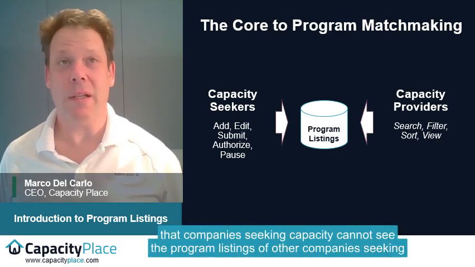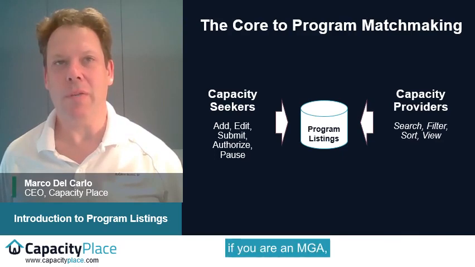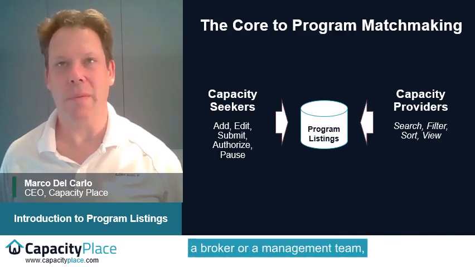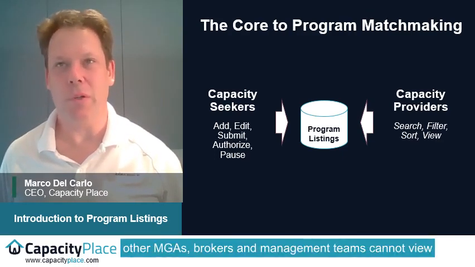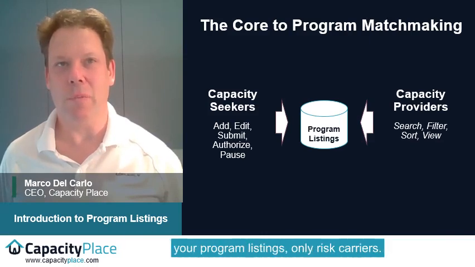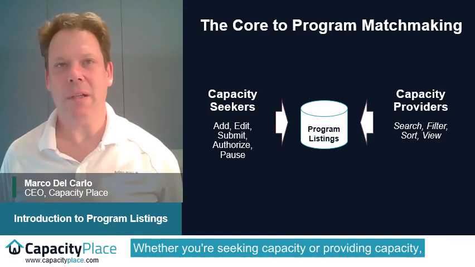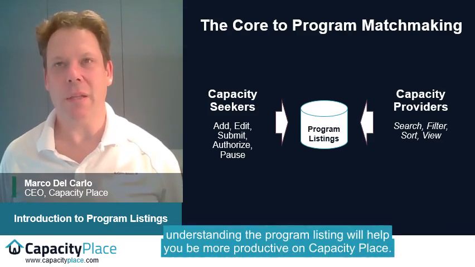Now, it should be stated that companies seeking capacity cannot see the program listings of other companies seeking capacity. So, for example, if you are an MGA, a broker, or a management team, other MGAs, brokers, and management teams cannot view your program listings, only risk carriers. Whether you are seeking capacity or providing capacity, understanding the program listing will help you be more productive on Capacity Place.